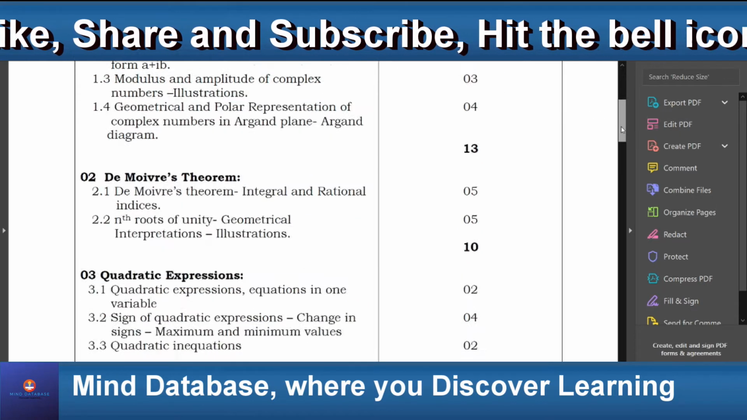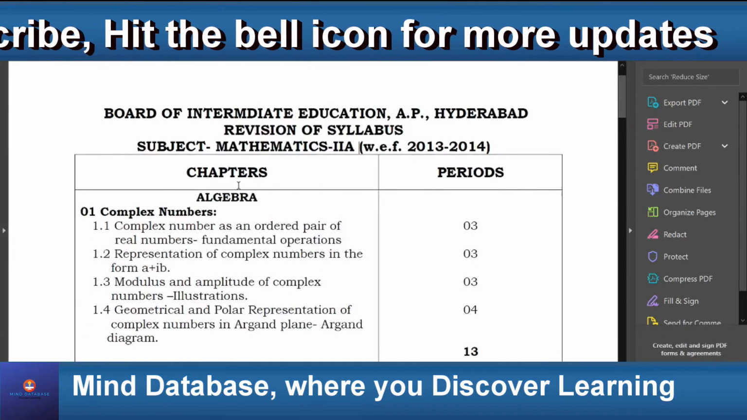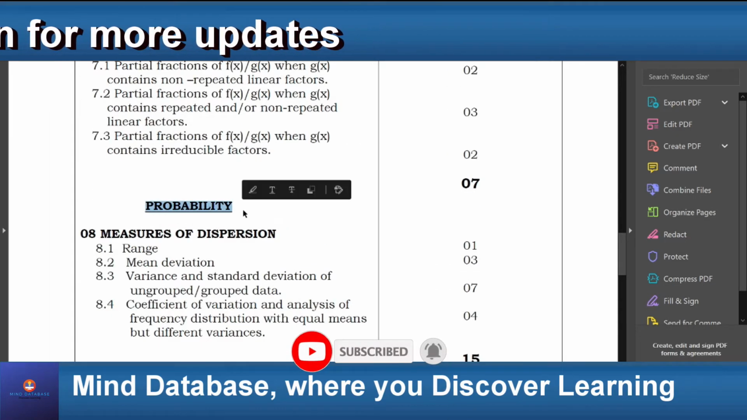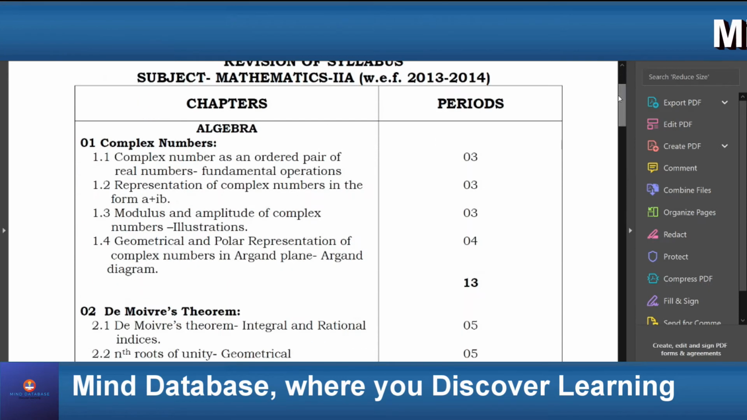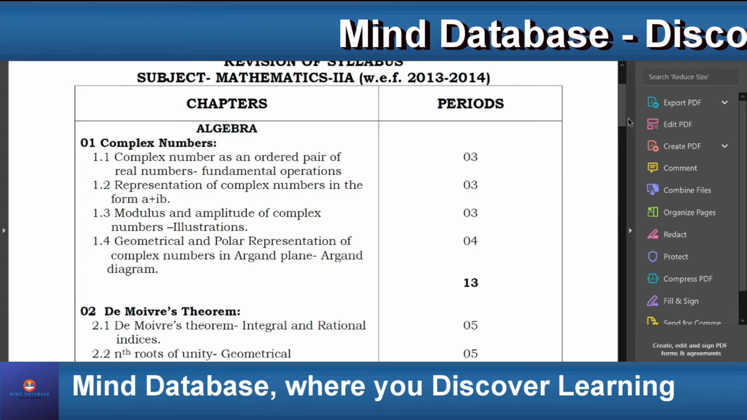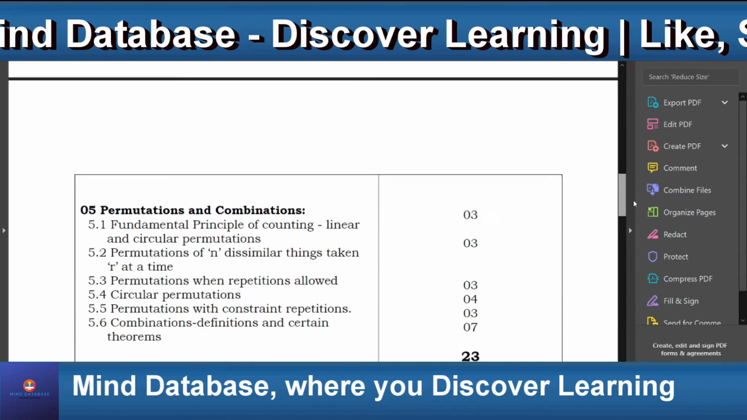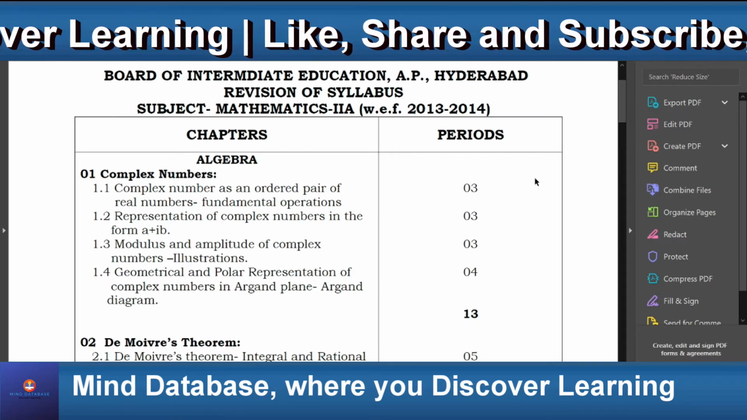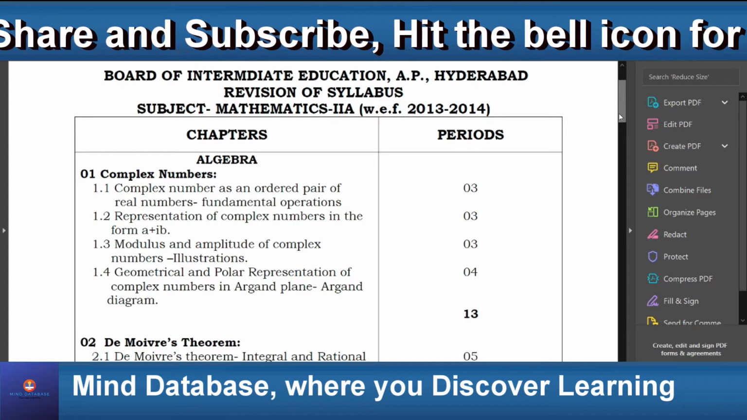Mathematics 2A syllabus is totally divided into two parts. The first part is algebra and the second one is probability. In algebra we have a few chapters, namely complex numbers, De Moivre's theorem, quadratic equations, theory of equations, permutations and combinations, and partial fractions. So in order to gain a detailed clarification of the complete syllabus, let's have a look at them.